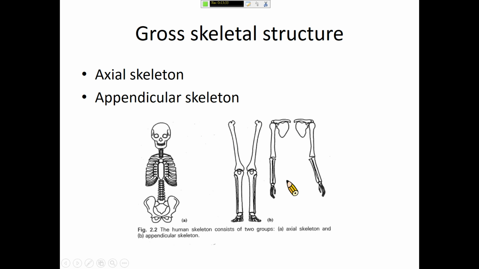Appendicular refers to the lower extremity. That's the lower leg plus lower foot. And or an upper extremity. So it looks like these are attached to something important. This is axial, and these are appendicular. Okay.